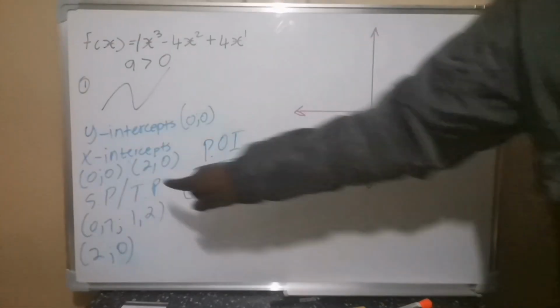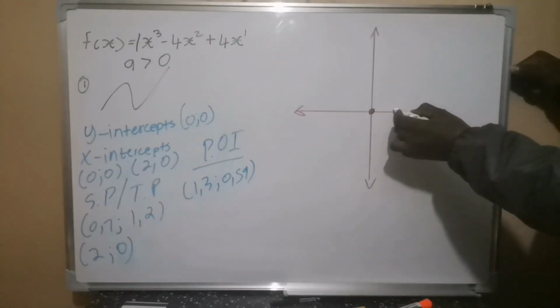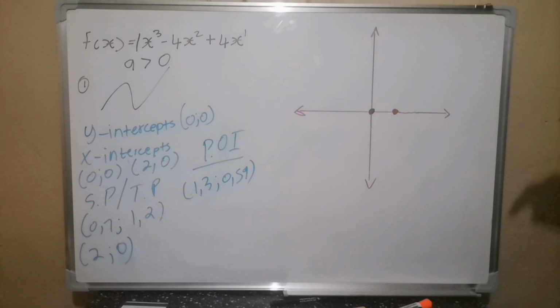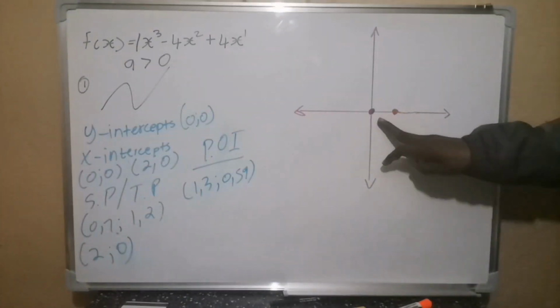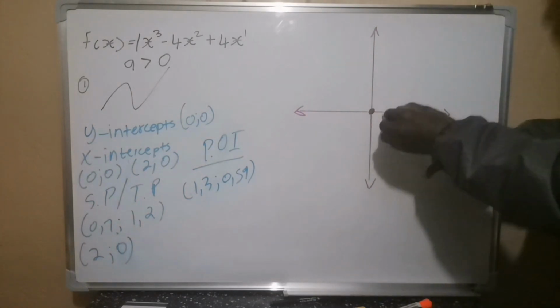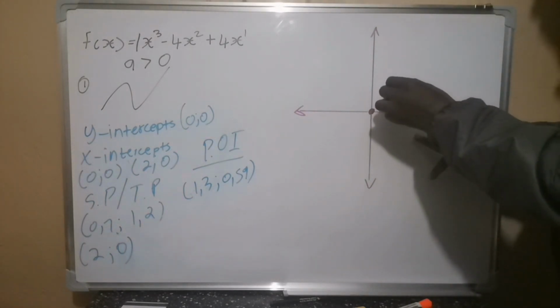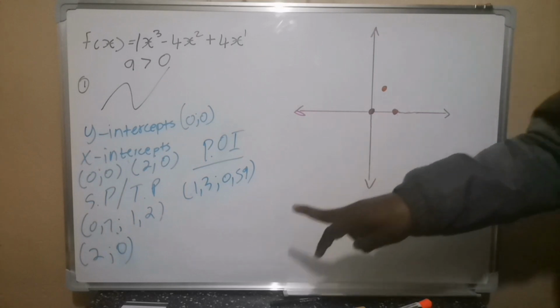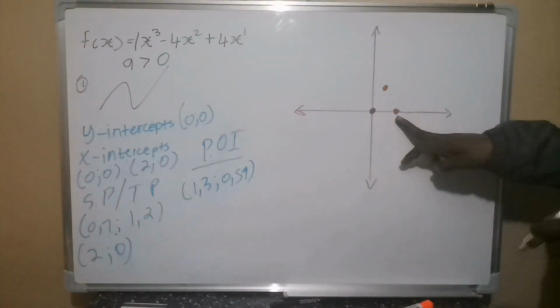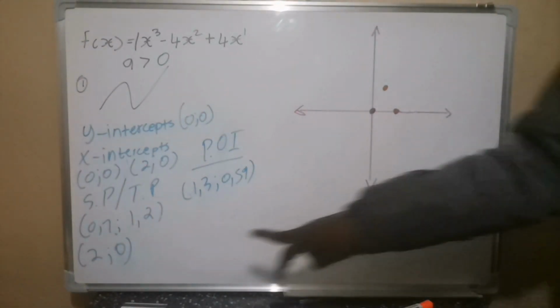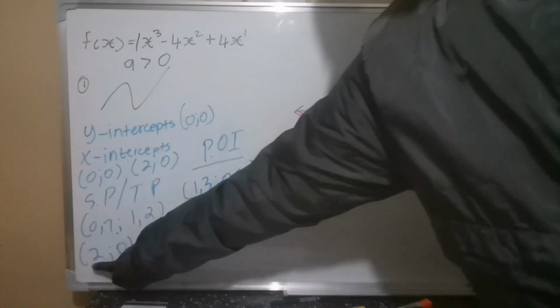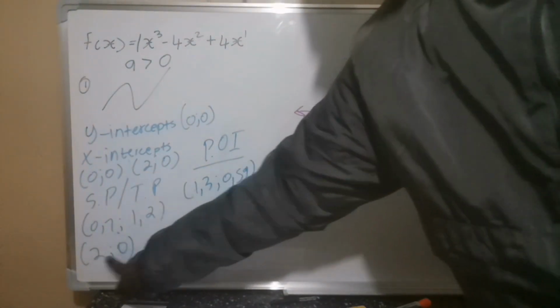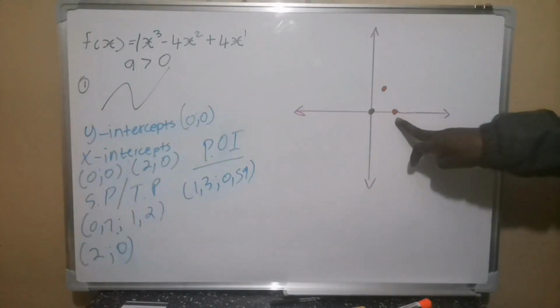Then x-intercept 2 and 0. 2 and 0 is on the right. Here. Stationary point 0.7 and 1.2. So 0.7 is between here and maybe up here. Then 2 and 0. Oh, guys, this is our turning point. That's where our graph turns. Yeah? Here at 2 and 0.